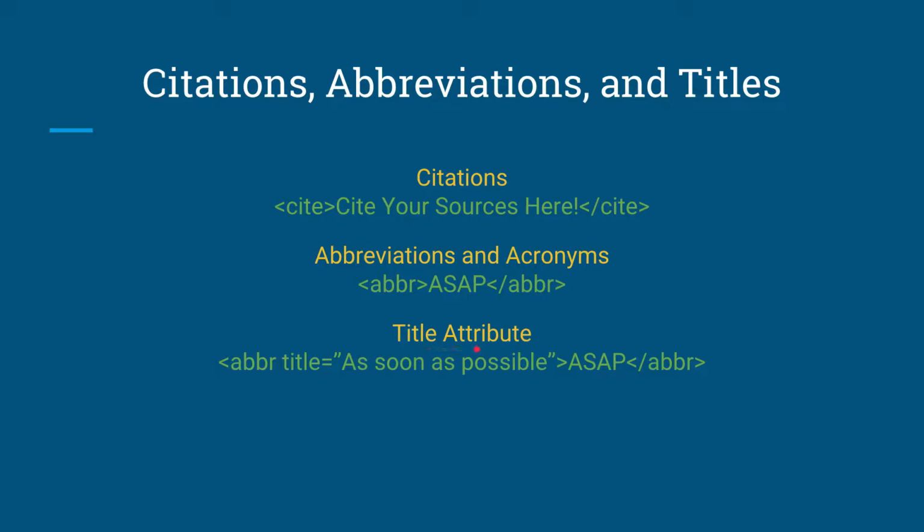And finally, our title attribute is going to help us in any HTML element. But in this case, I'm using it with the abbreviation tag, and this is the same one as above. But in this one, you can see I have added the title attribute as well as the description of what this acronym actually means. So let's go over to the editor, put this together, and see how it looks in the browser.